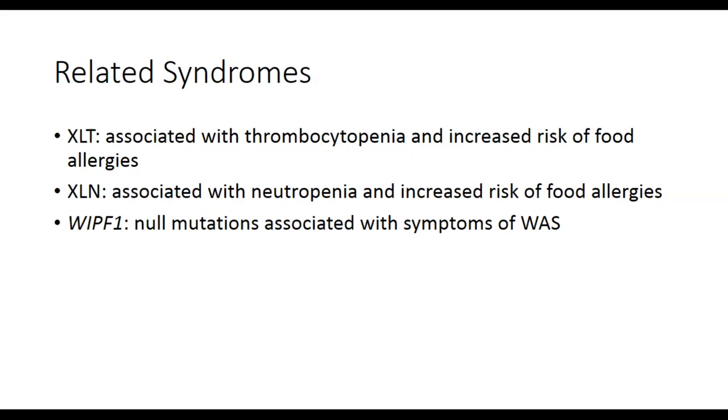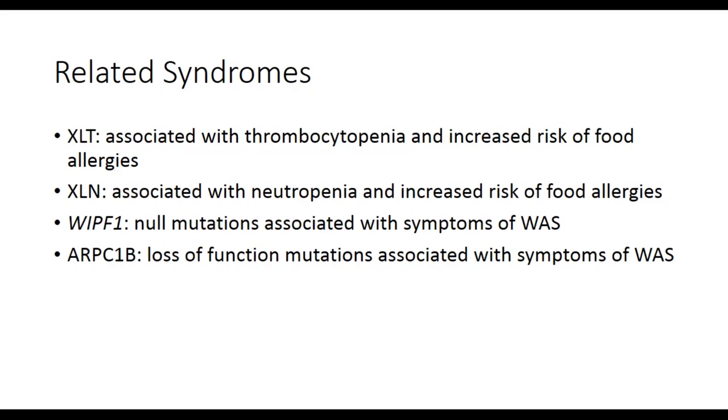Mutations in WISCOT inhibitory protein are also associated with seeing the same symptoms as WISCOT-Aldrich syndrome. This is another protein that normally helps to inhibit the WISCOT-Aldrich protein, and if it's not working right, you end up seeing, again, similar symptoms.